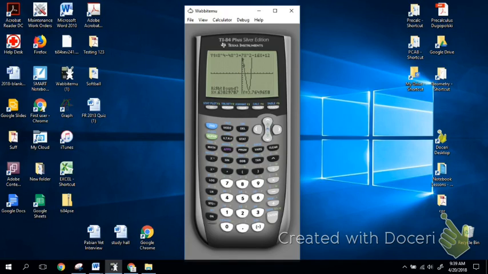Then it's going to ask for my right bound. Now I'm going to hit right until I'm right of that point, which is about here. And I'm going to hit enter again.